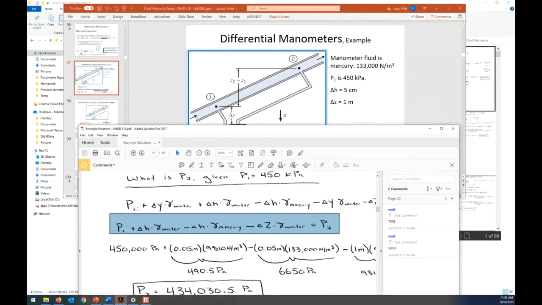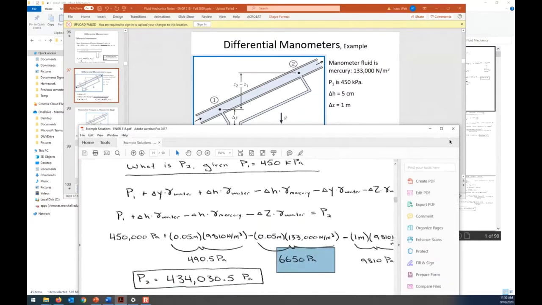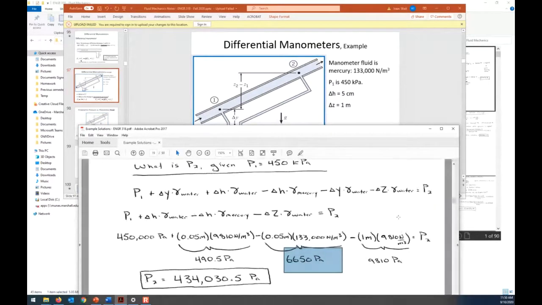And that's 450 kilopascals. And then we went down through water, a net distance of 0.05 meters. And we went up through the mercury, net distance of 0.05 meters. So we had added 490 pascals going down through the water, but you lose 6650 pascals going through the mercury. And then finally, we go up another 1 meter through the water, and that reduces the pressure by 9810 pascals. So the pressure at 2 is 434,000 pascals.